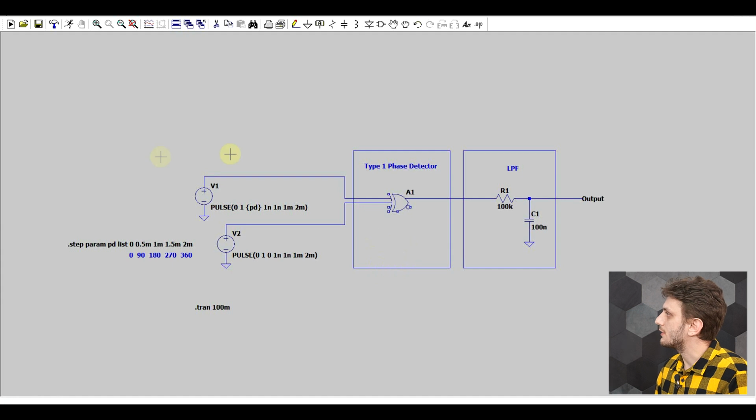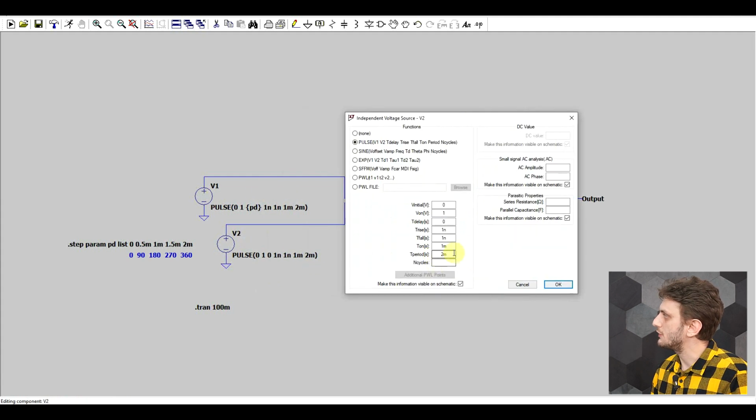So what we have here are two input signals, the type 1 phase detector, so an exclusive OR type logic gate, and then a low pass filter just to average out the response so that we can get a DC value. Now regarding the input signals, I have two signals with the same frequency, so we have a 2 millisecond period with a 1 millisecond on time, so 50% duty cycle.